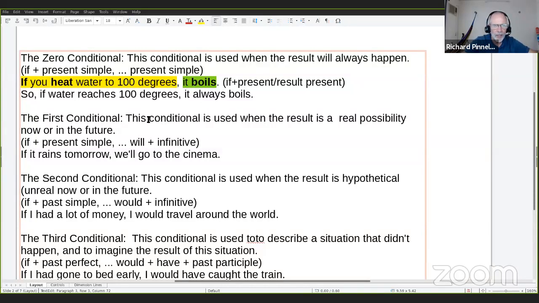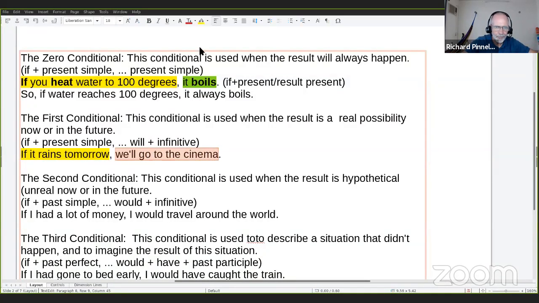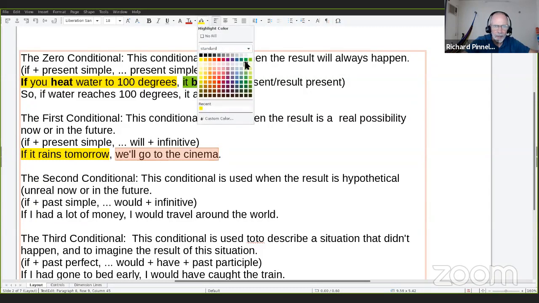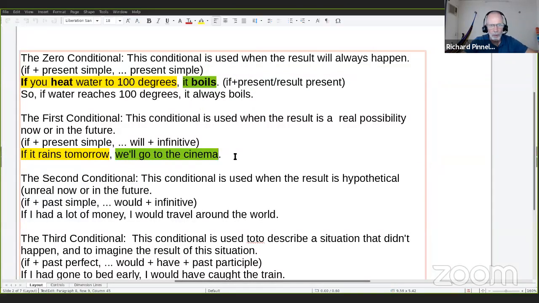The first conditional is used when the result is a real possibility now or in the future. So again, if it rains tomorrow, we'll go to the cinema. So here we have the if part, the main clause, and here we have the result. But this time, the result is in the future simple with will. So the structure of this one was in the if part, it's if plus present tense again, the same as the previous one. But in the result clause, the verb is in the future simple.